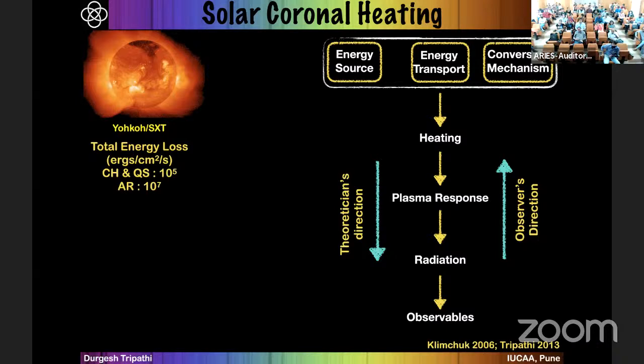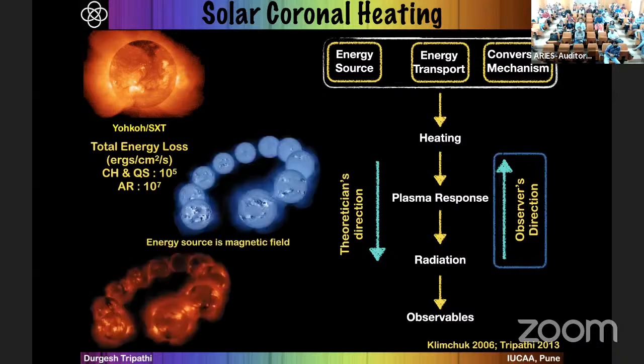Okay. So if you're an observer, you go from the bottom, you observe, then you try to figure out what kind of radiation it is and what kind of plasma response there would have been. And that is where you have to handshake with theoreticians to figure out exactly what's happening in the atmosphere.